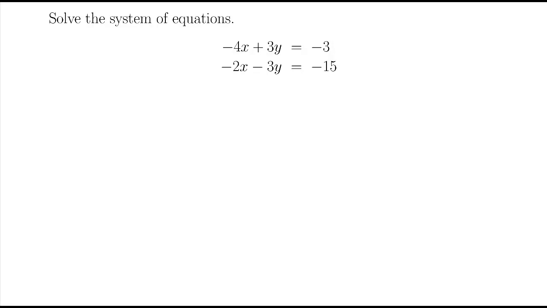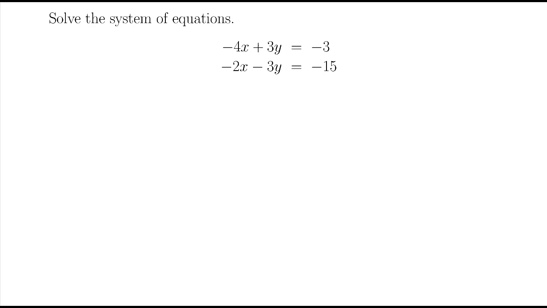Let's solve the system of equations negative 4x plus 3y equals negative 3 and negative 2x minus 3y equals negative 15. We have a variety of ways we can approach this type of problem. This one is set up very nicely to use the elimination method, so we'll do that here.